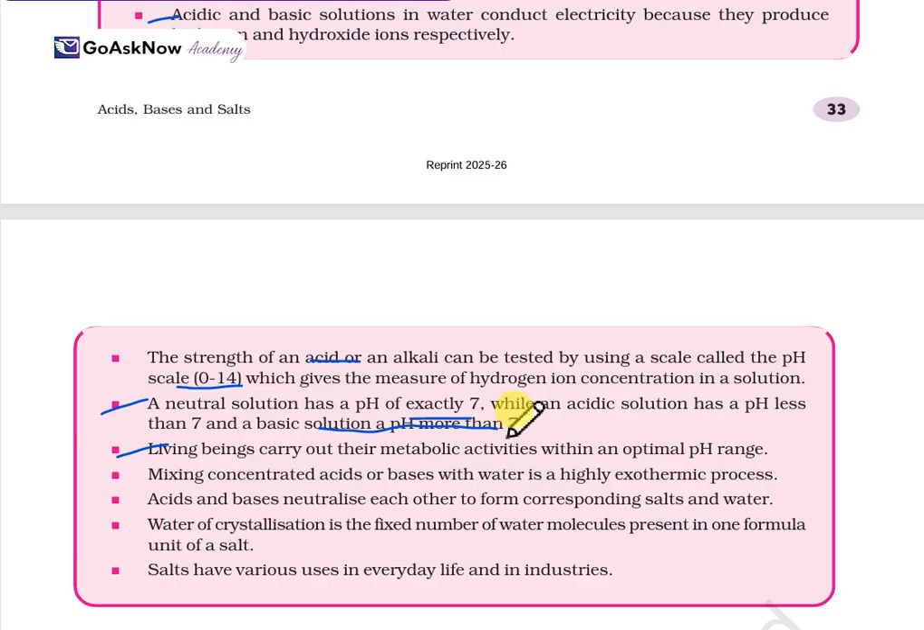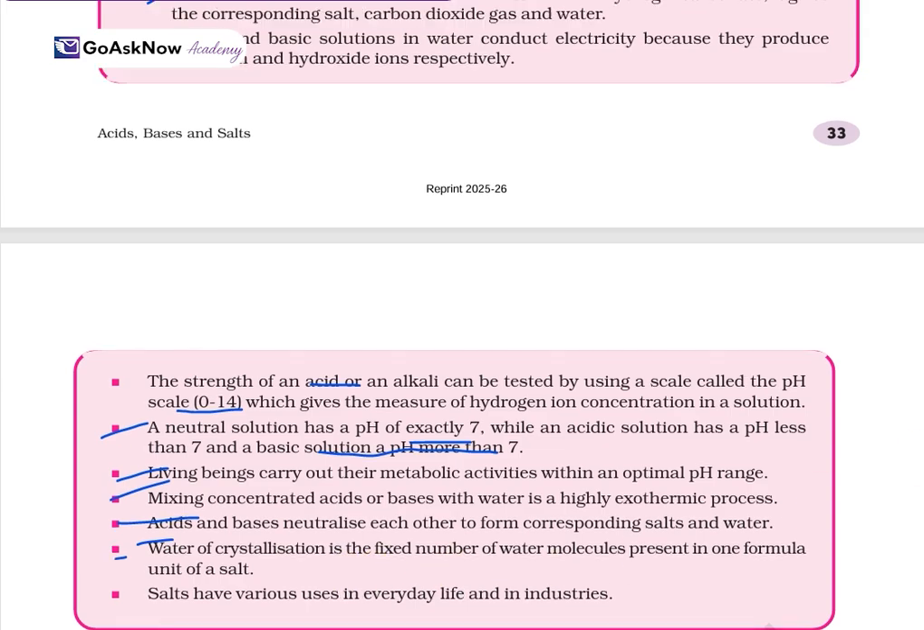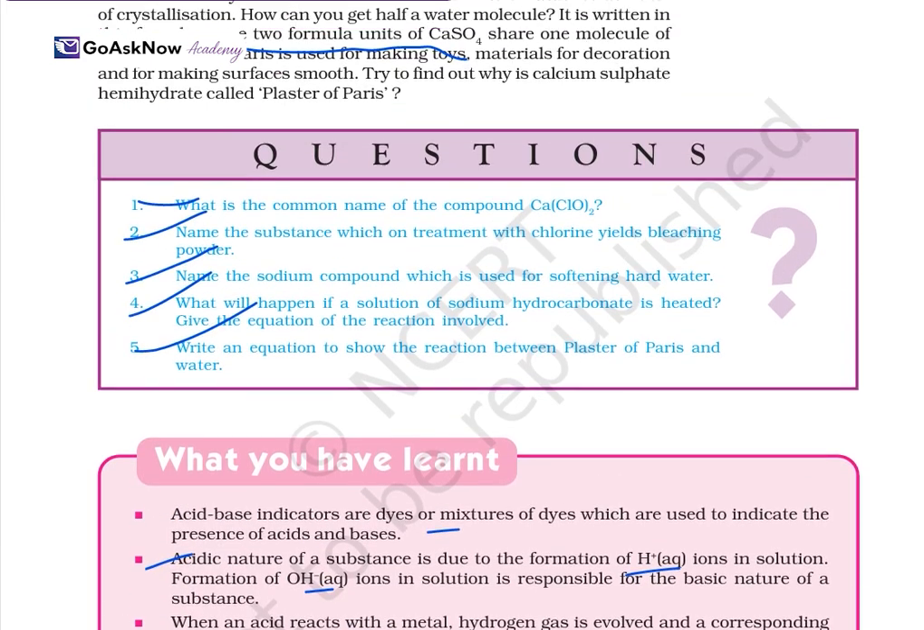Mixing concentrated acids or bases with water is a highly exothermic process. Acids and bases neutralize each other to form the corresponding salt and water. Water of crystallization is the fixed number of water molecules present in one formula unit of a salt. Salts have various uses in everyday life and industries, as we have studied. So these are the points to remember.